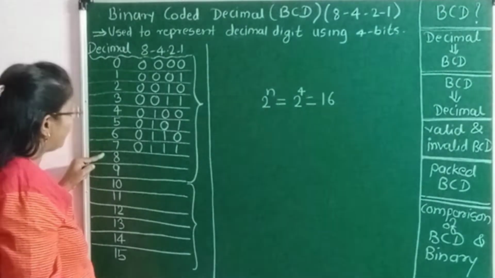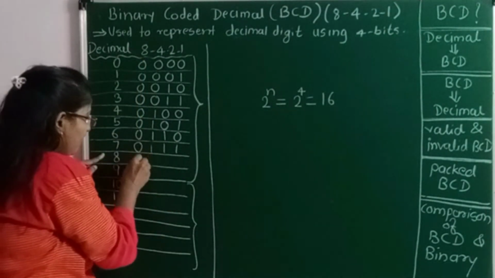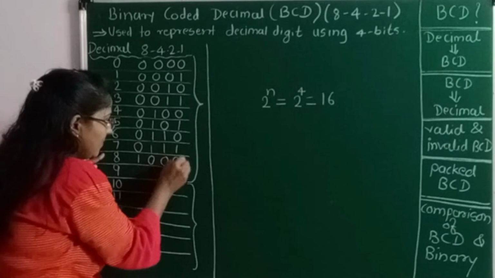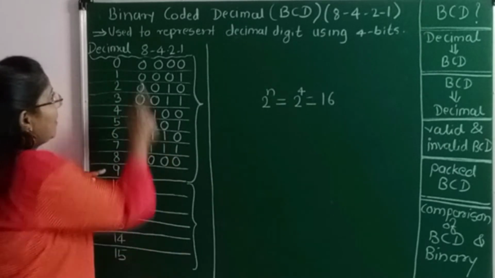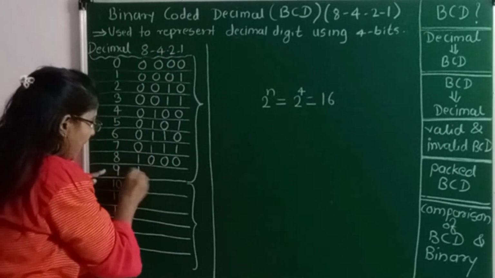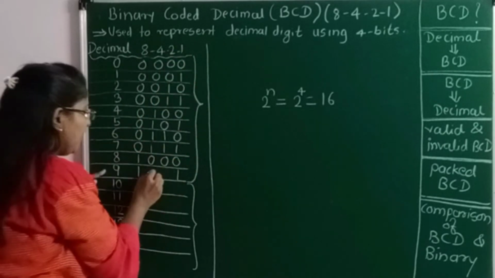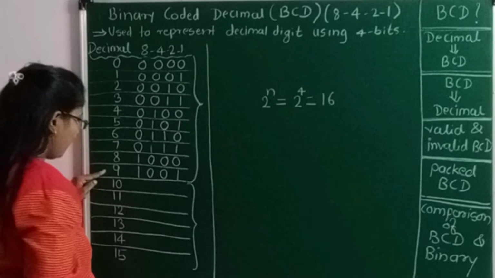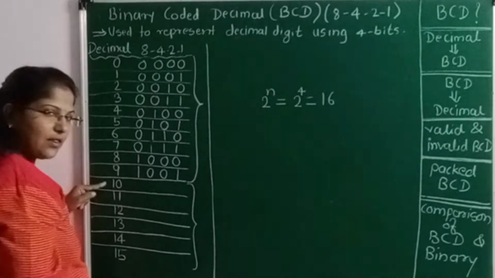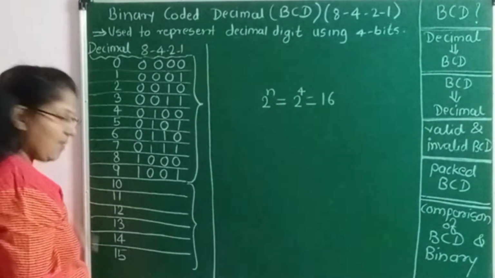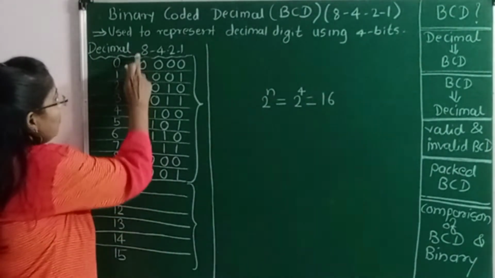Now next one is 8. 8 is there, write 1. Then for remaining write 0. Next 9. 8 plus 1, 9. So 8 is selected, 1 is selected, write 0 for remaining weighted values. In same way we can write for the remaining numbers also. So 10, 8 plus 2 is 10.